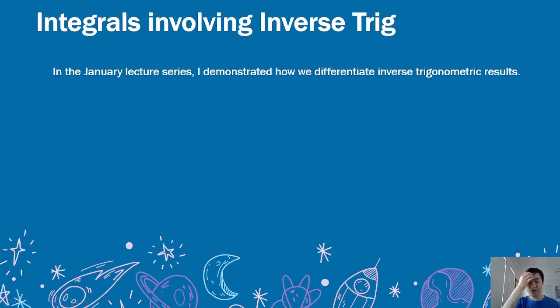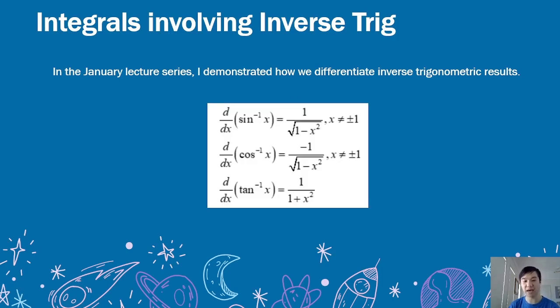So in the January lecture series, if you went to my lecture series in January, I demonstrated how we differentiate inverse trigonometric results. Just recall that when we differentiate inverse sine, we get 1 over root 1 minus x squared. When we differentiate inverse cosine, we get negative 1 over root 1 minus x squared. And when we differentiate inverse tan, we get 1 over 1 plus x squared.